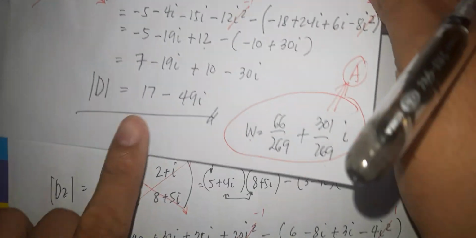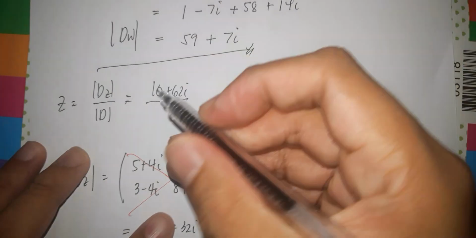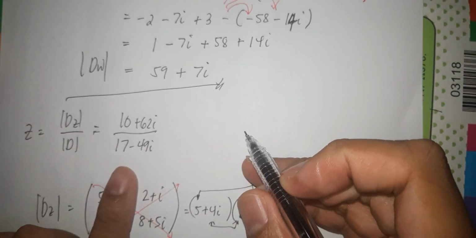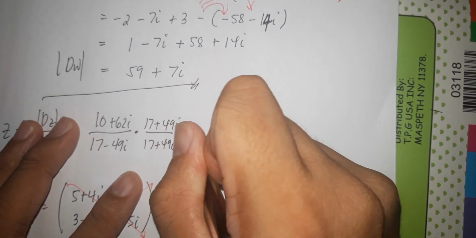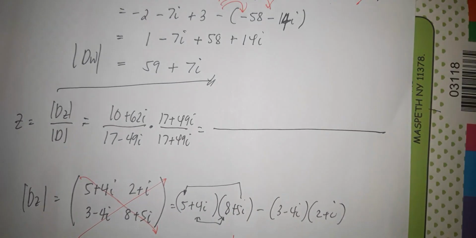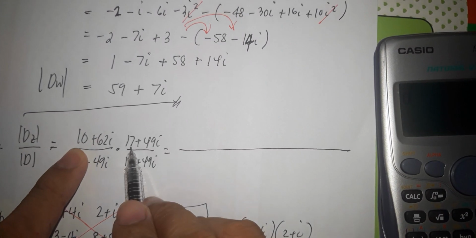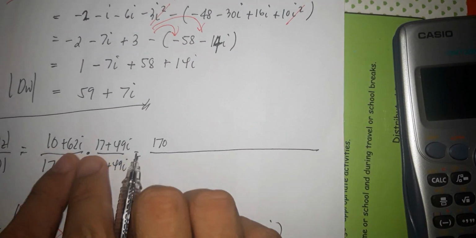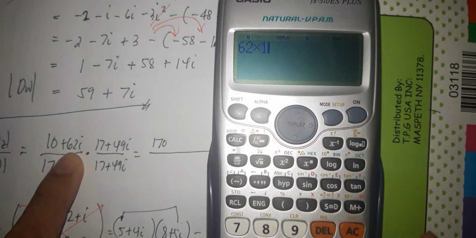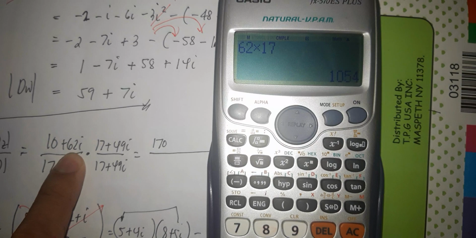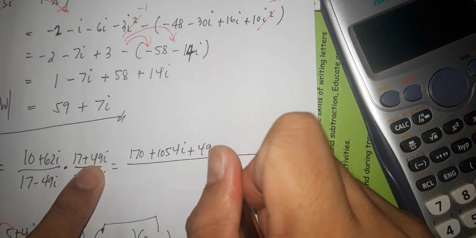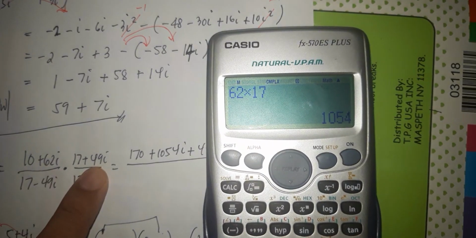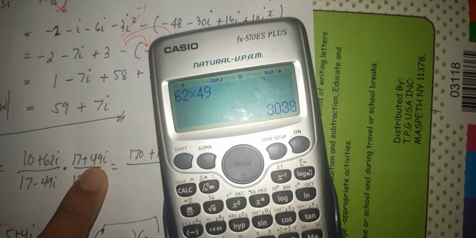Our determinant D here is 17 minus 49i. But I need to multiply this by its conjugate, 17 plus 49i. Let me use my calculator. 17 times 10 is 170. 17 times 62i gives 1054i. 10 times 49 is 490i. 62 times 49 is equal to 3038.